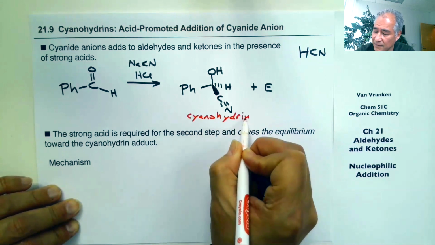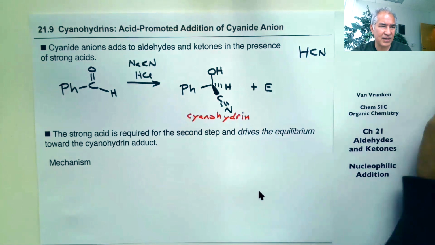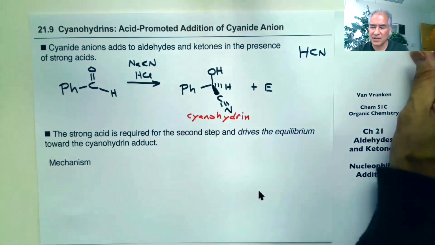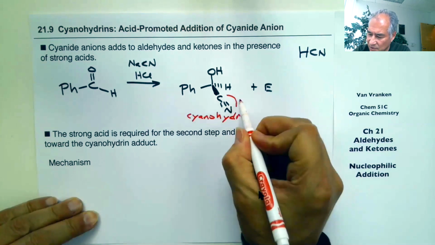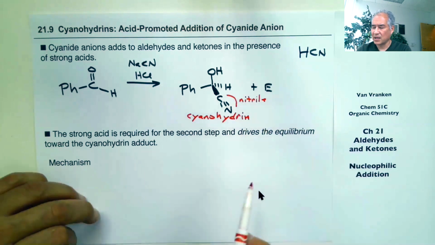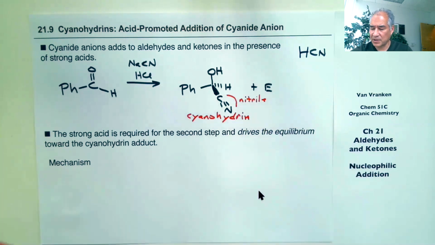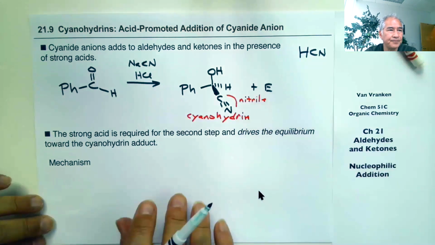So it's kind of a strange way to generate a very specific type of carbon-carbon bond, a bond to a nitrile functional group. This functional group, if I haven't said it, is also called a nitrile. And we'll be talking more about those nitriles, those cyano groups, in the coming chapter.